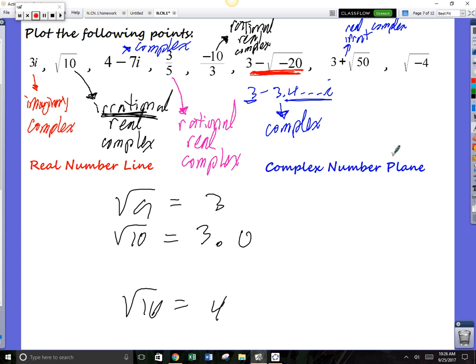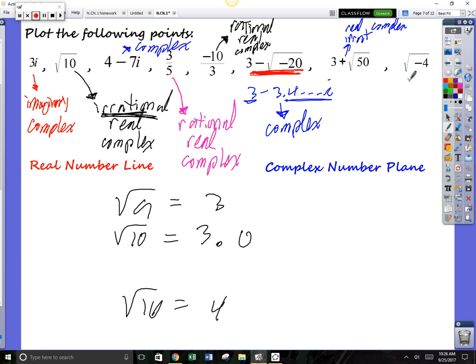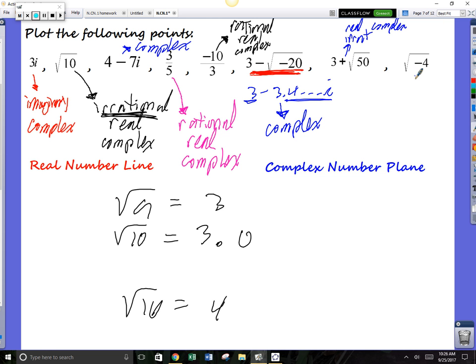Then if we start breaking it down to specific sets, punch this in on your calculator. What is the square root of negative 4? What does it say?